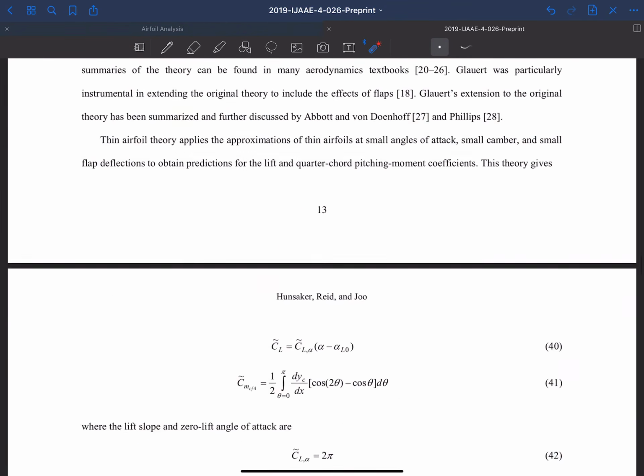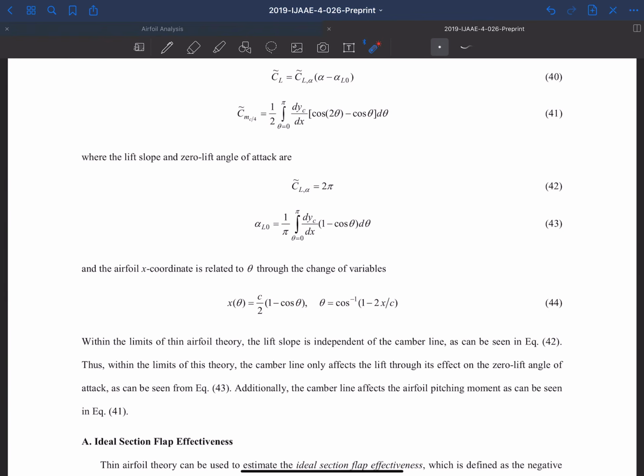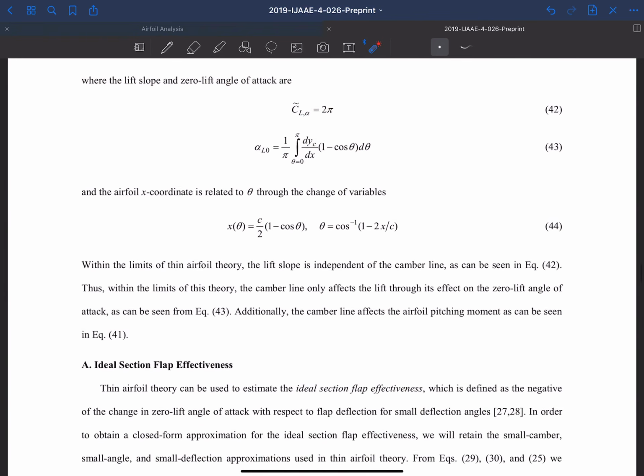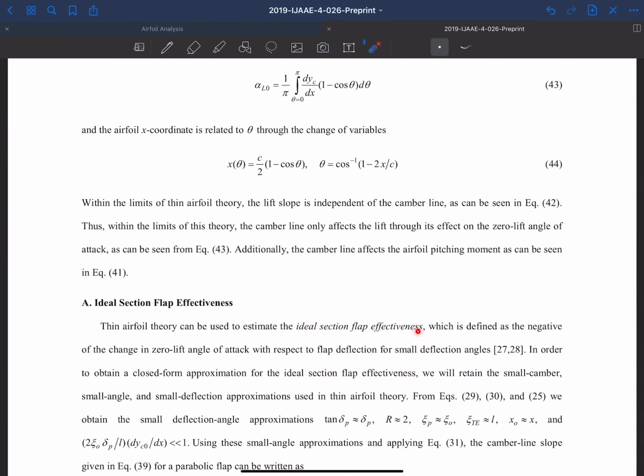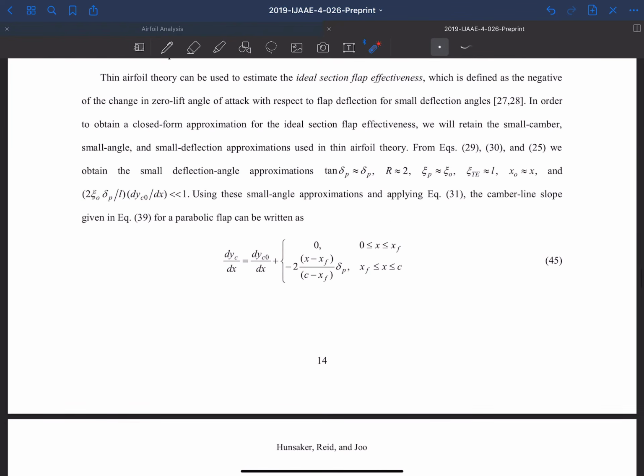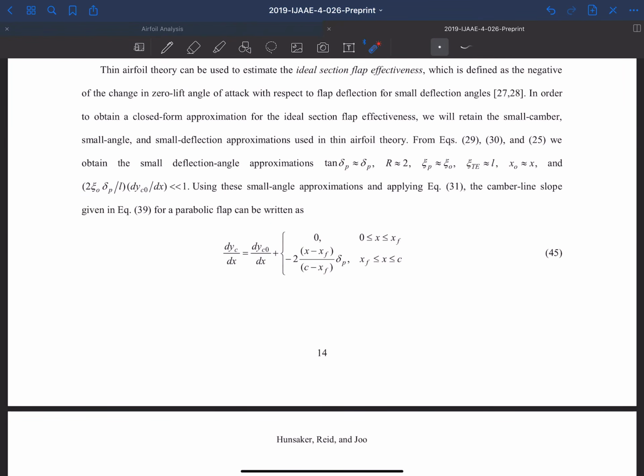Okay, so let's look at the performance, and we can use thin airfoil theory to evaluate the ideal section flap effectiveness of the parabolic flap compared to the traditional flap. We've already worked through this in another video on the traditional flap, so you should understand what the ideal section flap effectiveness means and where it comes from. Here we work through the same type of thing.